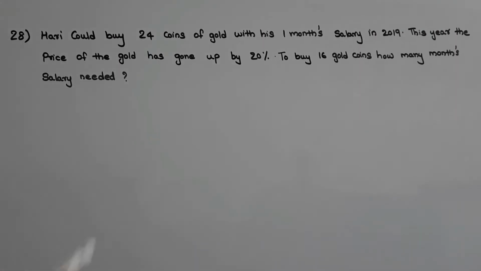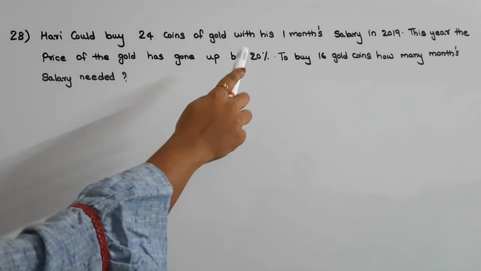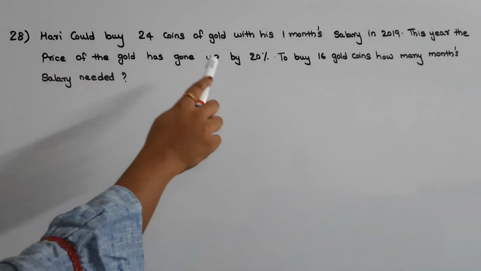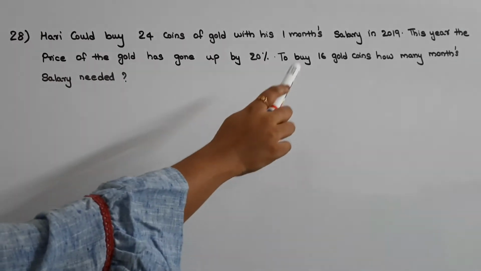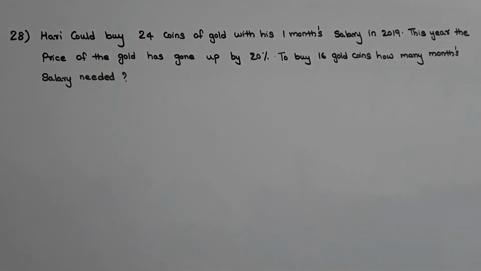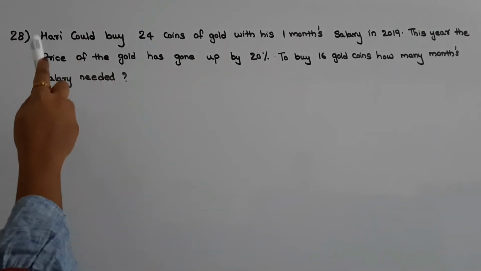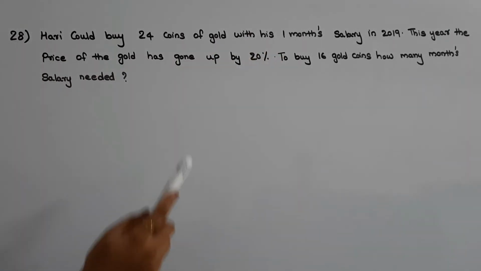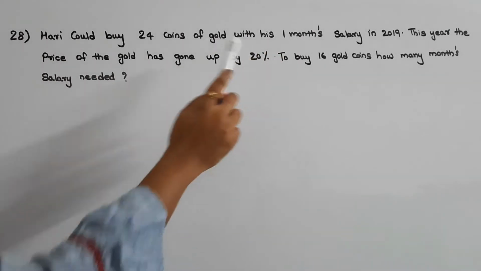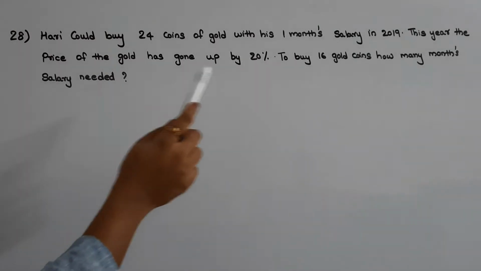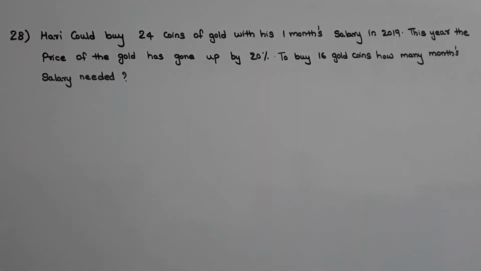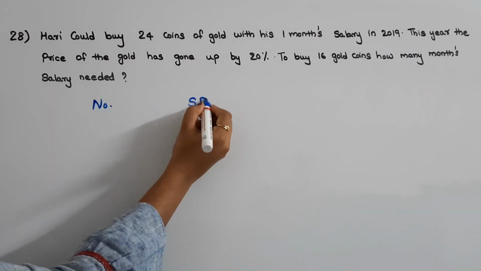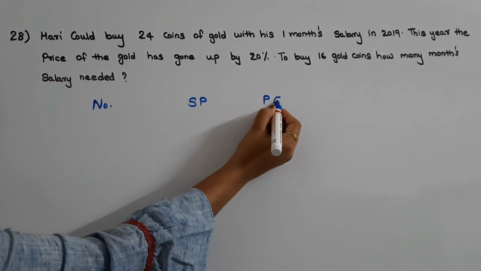The next question is, Hari could buy 24 coins of gold with his 1 month salary in 2019. This year, the price of the gold has gone up by 20%. To buy 16 gold coins, how many months salary needed? So, in this question, they are telling that a person named Hari could buy 24 gold coins with his 1 month salary. Later, the price of the gold has increased by 20%. Then, in how many months salary he could buy 16 gold coins? So, let us represent the number of coins as this and the salary period as SP and the price of the gold as PG.